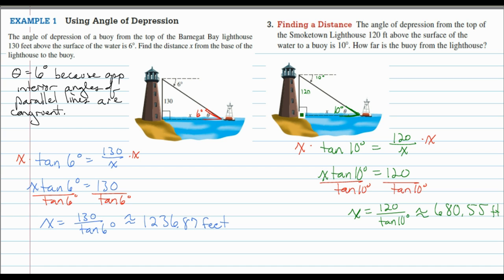Not only is the lighthouse shorter, but the angle of elevation from the buoy to the lighthouse is bigger. So this buoy is going to be relatively closer than in the last problem.